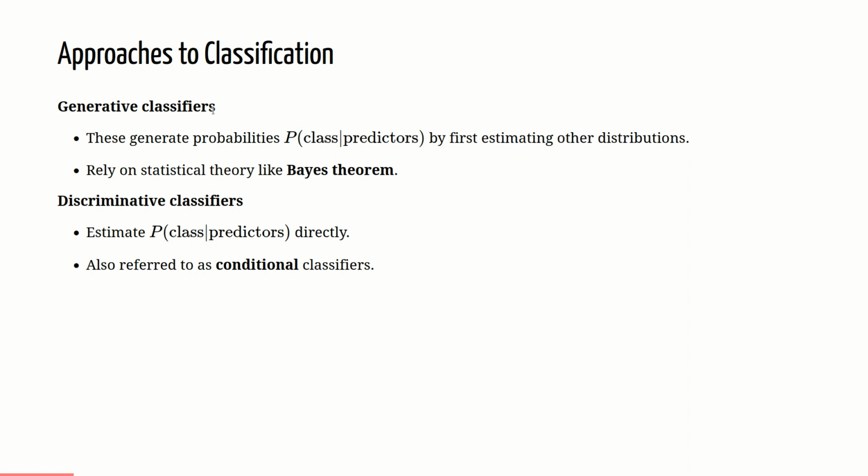Generative classifiers generate those class probabilities by first estimating other things. So we're generating the probability of a class given the predictors by estimating a bunch of other things first. Typically, we estimate the probability of the predictors given the class, so the conditional probability the other way around. Whereas with discriminative classifiers, we estimate those probabilities directly, and we'll see how to do that later on.